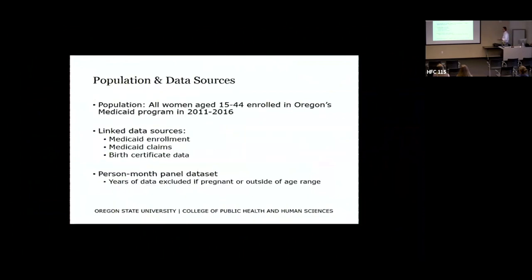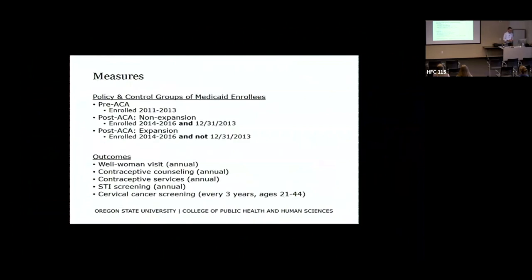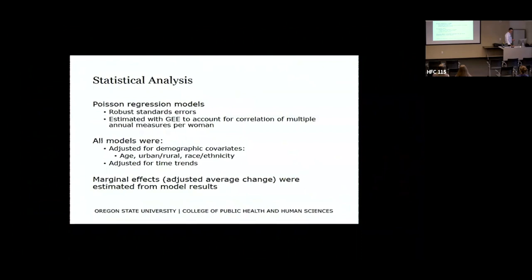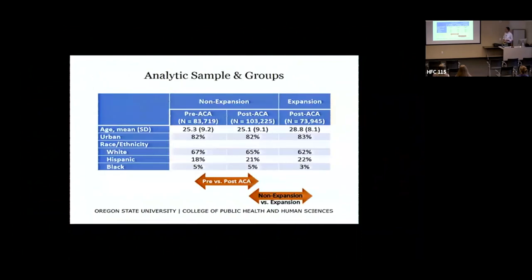For all women, we used Medicaid enrollment and Medicaid claims, and created a person-month panel data set. We broke women into non-expansion versus expansion based on whether they were or were not enrolled in December of 2013, before and after ACA expansion. So we'd be able to use that data and produce two different groups.